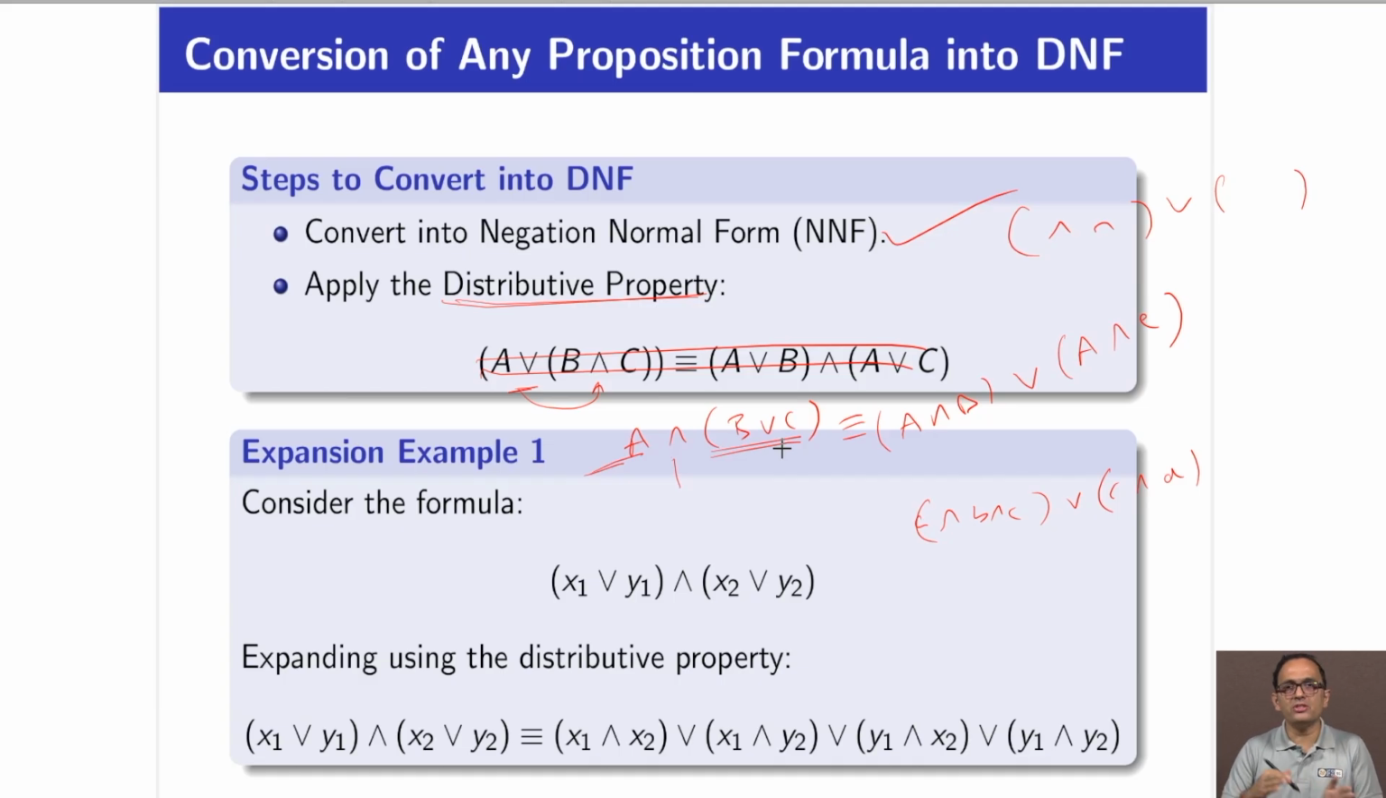So, we have to distribute AND over OR, which is quite common. So, what will happen: A and B or A and C. So, this is the distributed formula. Now if you take this example, instead of A you can have multiple clauses, multiple literals.